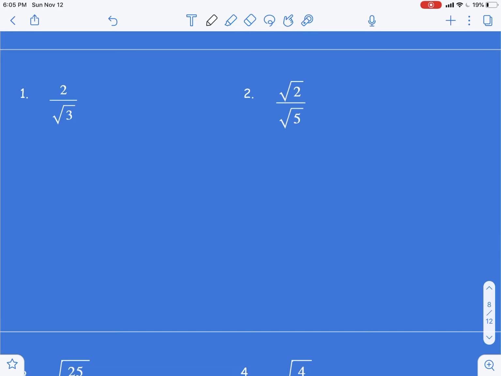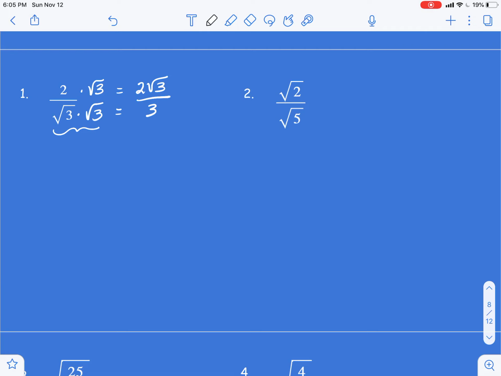Okay, so do these along with me. Okay? So again, 2 over the square root of 3. I would multiply top and bottom by the square root of 3. Always by whatever your denominator already is, because you want these two to be the same thing. So I get 2 square root of 3 over 3.